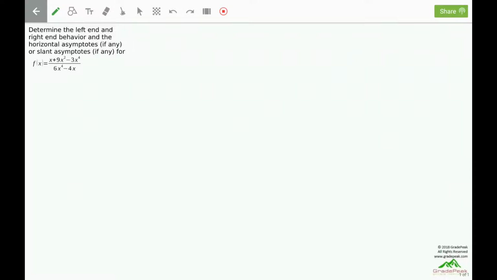Determine the left end and right end behavior and the horizontal asymptotes, if any, or slant asymptotes, if any, for f of x equals x plus 9x squared minus 3x to the fourth divided by 6x to the fourth minus 4x.